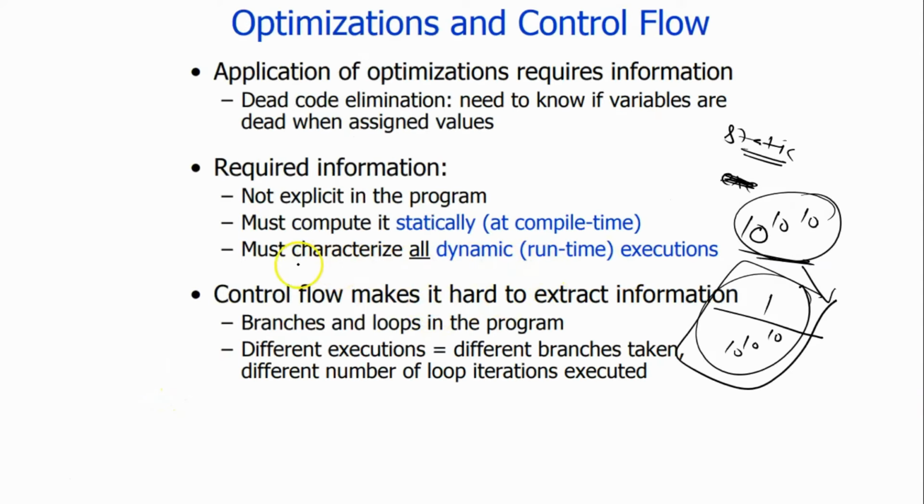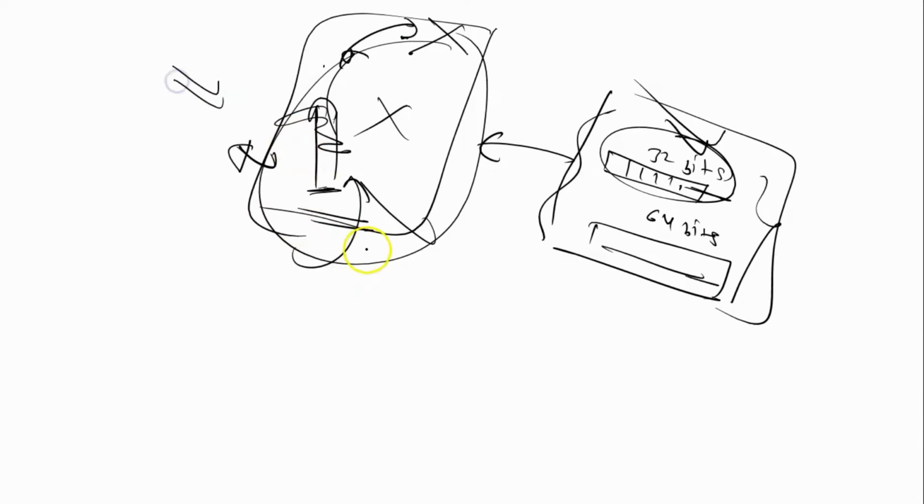So basically you must characterize all the possible executions. You cannot take any risk. Every possible execution you need to cover. You need to think in your mind that this execution may occur, and if it occurs, what will happen? Considering that all possible executions can occur, you then need to do your static analysis. Anyway, control flow makes it hard. You should definitely read about this story.